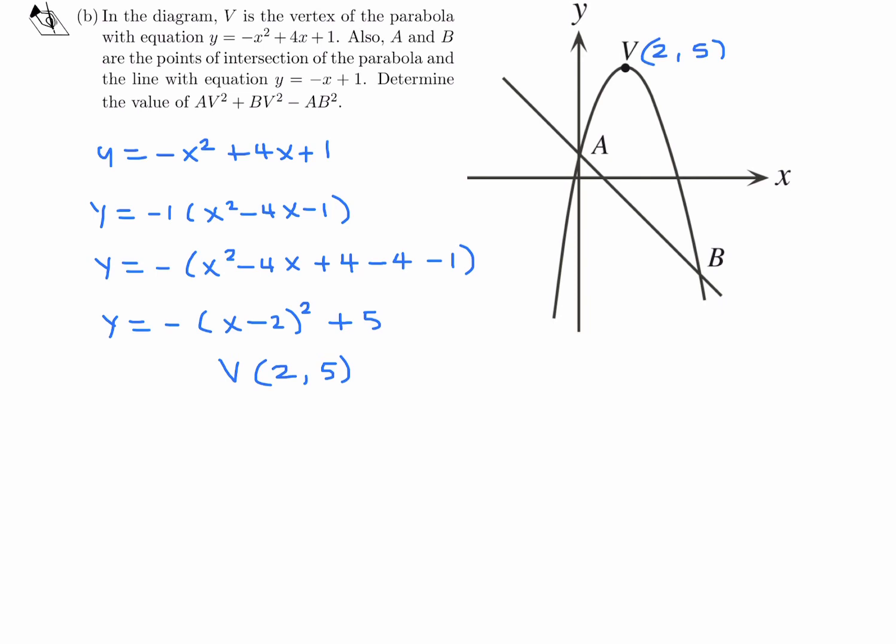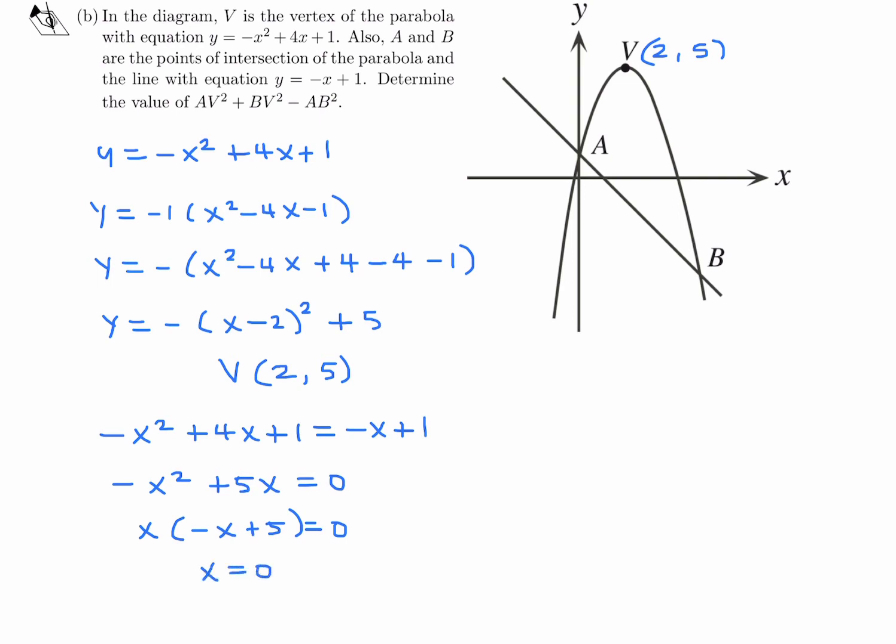Okay, now we have to figure out the intersection points A and B. Well, that's pretty straightforward. You just set these 2 equations equal to each other. So that means minus x squared plus 4x plus 1 is equal to minus x plus 1. So the 1's cancel, and then it's going to be just minus x squared plus 5x is equal to 0. And then if we factor out an x, we will get x times (minus x plus 5) equal to 0, and therefore x is either equal to 0 or x is equal to 5.